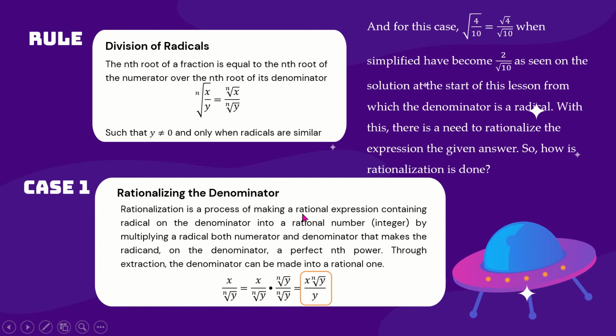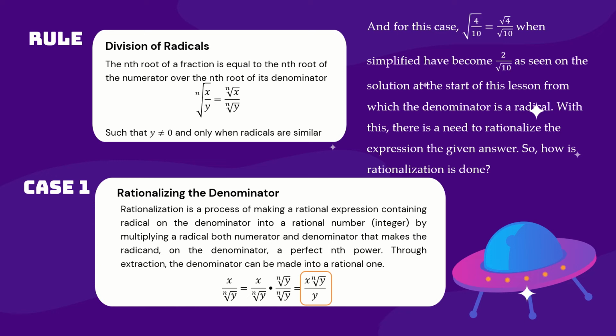Rationalization is a process of making a rational expression containing a radical in the denominator, like 2 over square root of 10, into a rational number. We make the radical denominator into a rational number or integer by multiplying both numerator and denominator by a radical. So we multiply our expression 2 over the square root of 10 by a radical that is more or less the same as the denominator, the square root of 10.